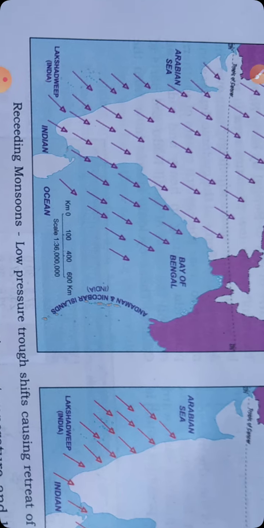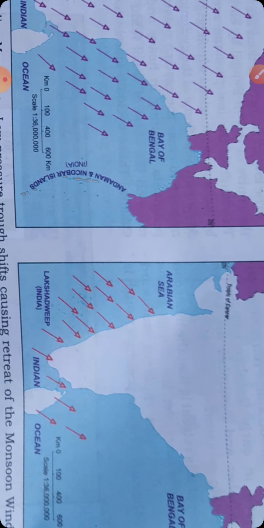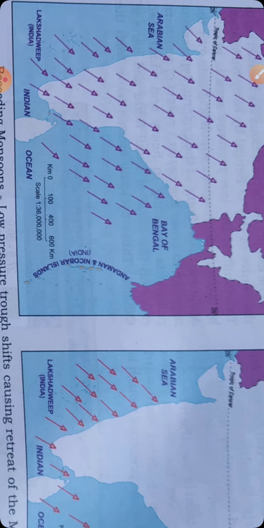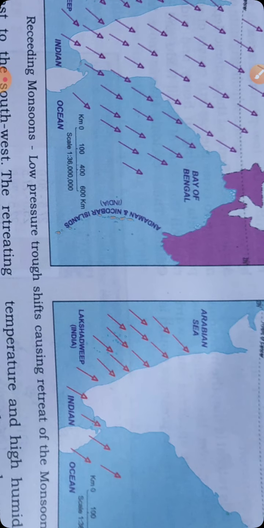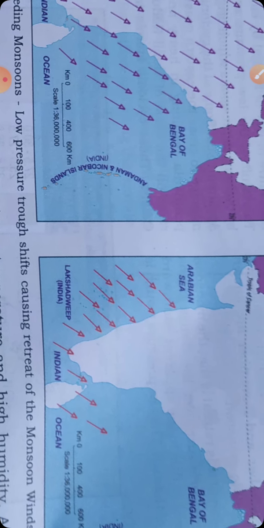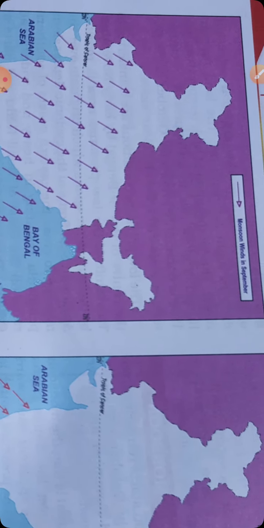You can see here we have two more maps on this page: the monsoon season in the month of September and in the month of November. You see very few arrows are shown in the second map. It shows how the monsoon receded, and how the low pressure shift caused the retreat of the monsoon winds. So this is what the two maps show. Observe them carefully and keep them in mind.